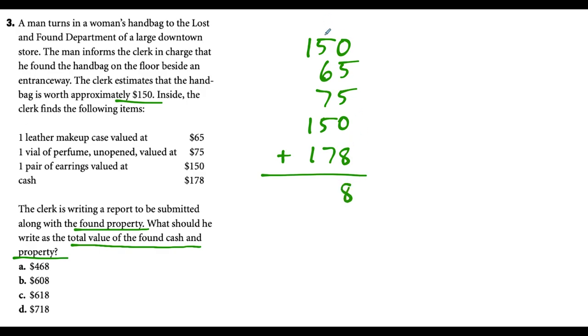So we write our 8, we carry the 1, and now we have 1 plus 5 is 6, plus another 6 is 12, plus 7 is 19, plus 5 is 24, and then 24 plus 7 is 31. So we write our 1, and we carry the 3, and we have 3 plus 1 is 4, plus 1 is 5, plus another 1 is 6. So this is going to work out to 618.